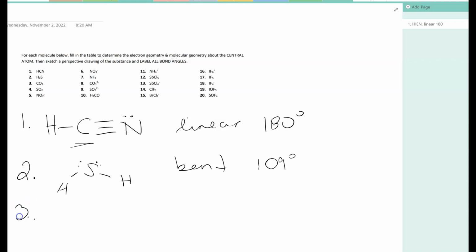Number 3 is carbon dioxide, and we drew that before. It looks like this, and this is also linear with 180 degrees.